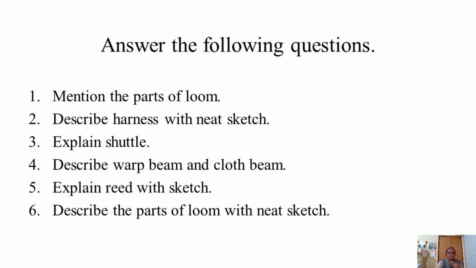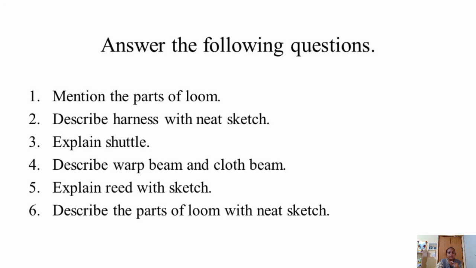First one is to mention the parts of the loom. Describe the harness with a neat sketch. You have to give a description about the harnesses with a sketch. Explain the shuttle. What is the shuttle and the function of the shuttle? Describe the warp beam and the cloth beam. You have to explain about the warp beam and the cloth beam and their functions.